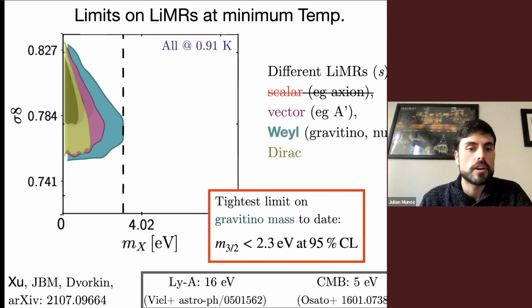And using our limits, we can say that the gravitino mass has to be below 2.3 electron volts. That is about a factor of 2 stronger than we had with the CMB before, and almost an order of magnitude better than we did with Lyman alpha forest 10 years ago. So using a lot of these data complementarily really helps set the best limits on relics and anything else.